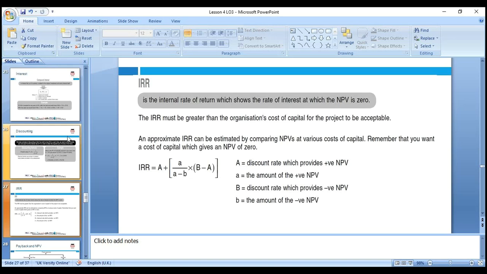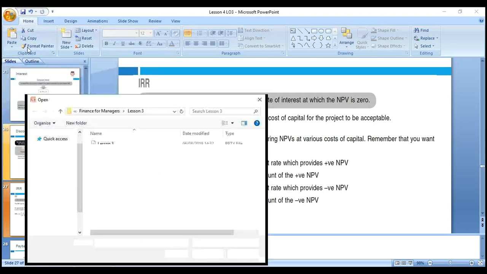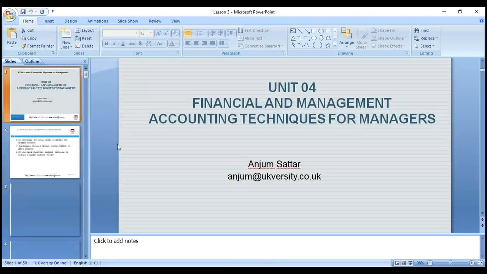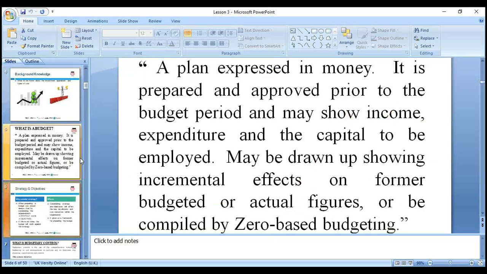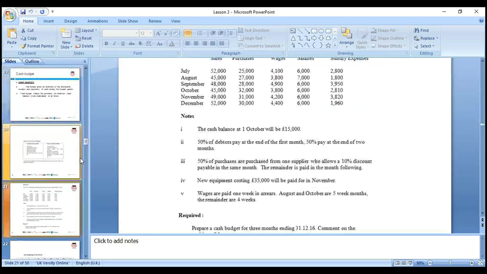During the last lesson, I already discussed this with you guys. Please make sure we calculate two NPVs. This is one of the questions in your assignment as well. If I quickly show you, open lesson 3, and then in the assignment you have a task.